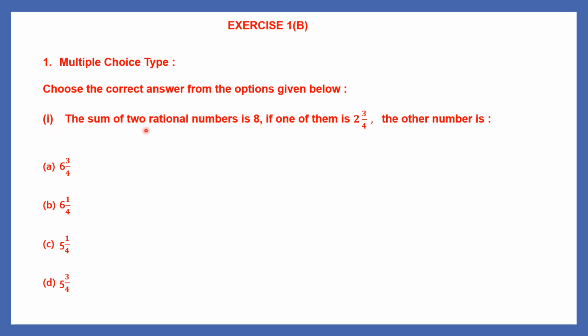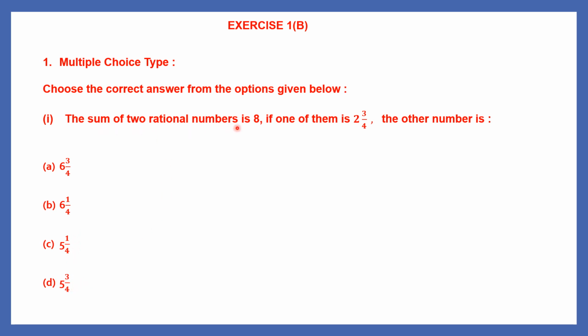The sum of two rational numbers is 8. Sum means when you add up two numbers, the answer that you get is called the sum. So when you add up two rational numbers, the answer is 8. If one of them is 2 3/4, the other number is, and we have been given 4 options here, we have to find the right one.